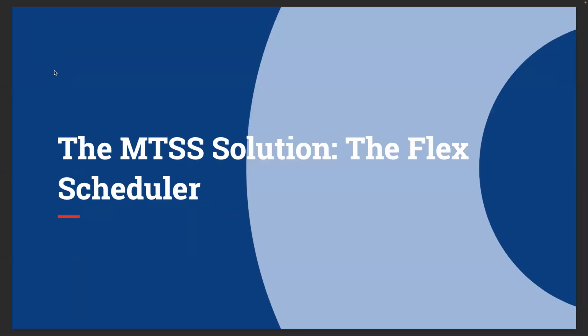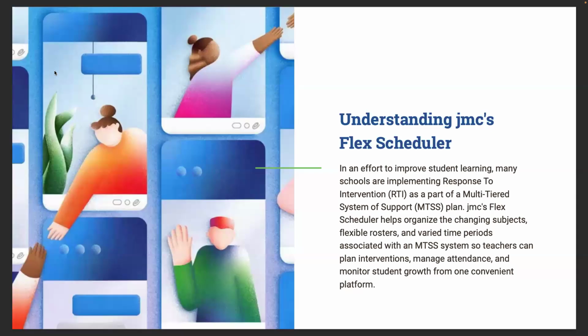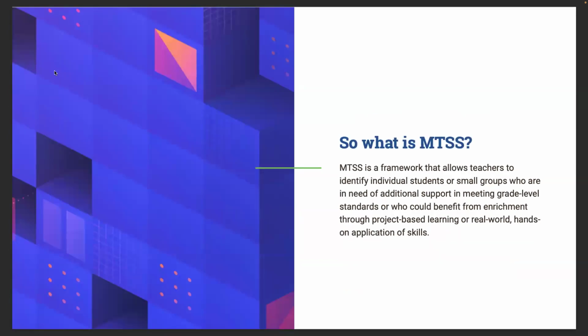Then we'll take a look at the MTSS solution, the Flex Scheduler. In an effort to improve student learning, many schools are implementing response to intervention, RTI, as a part of a multi-tiered system of support plan. JMC's Flex Scheduler helps organize the changing subjects, flexible rosters, and varied time periods associated with an MTSS system, so teachers can plan interventions, manage attendance, and monitor student growth from one convenient platform.